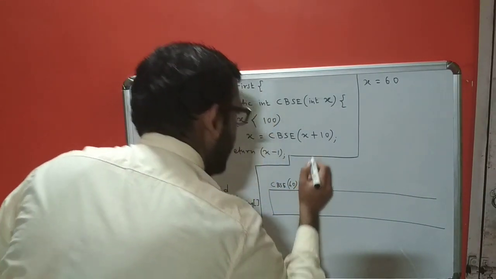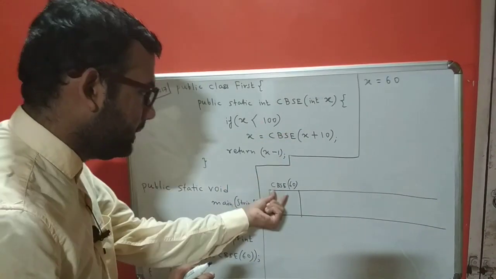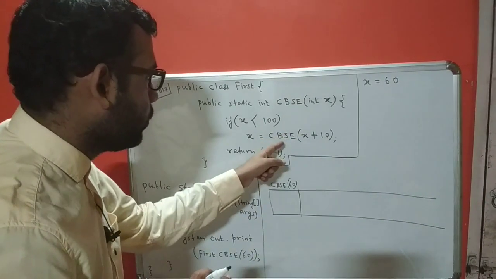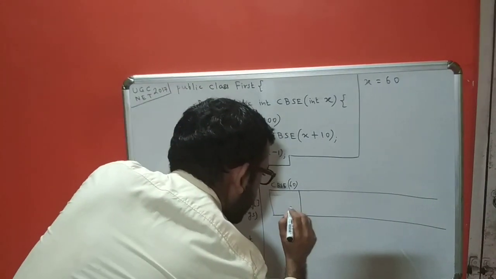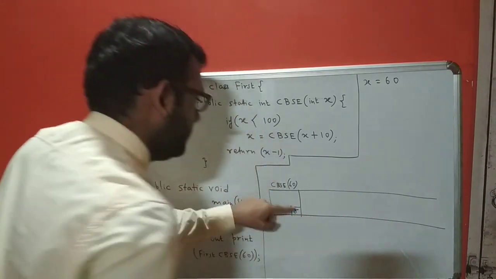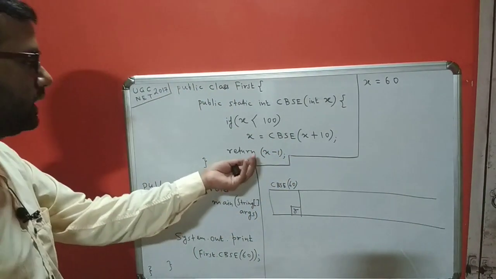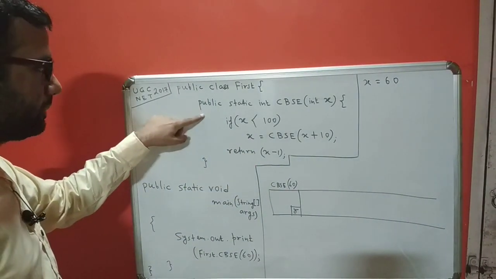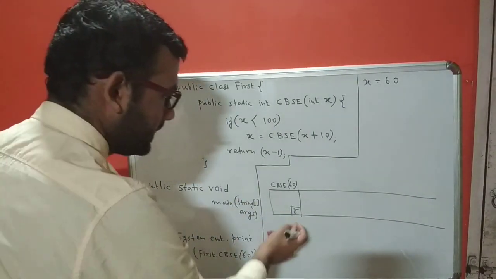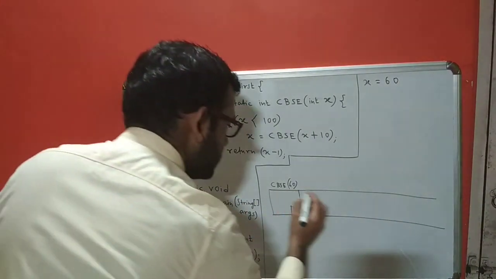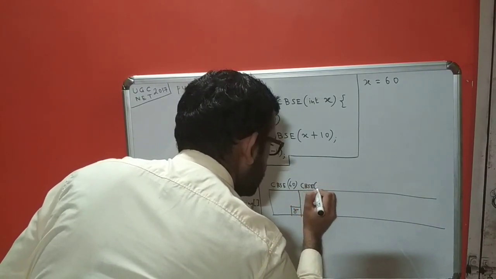Now remember, after this invocation completes, that means cbse 60 invokes cbse 70, where should it continue? It should continue from return. So, I'm writing that over here, R. That means after cbse of 70 executes, the next statement that this method must execute is return x minus 1. So I've written R. This is the point where it should resume its execution. Now cbse of 60 will lead to cbse of 70.